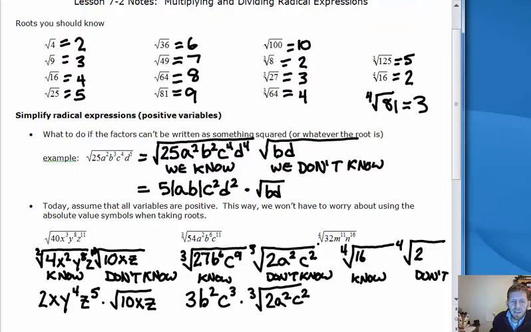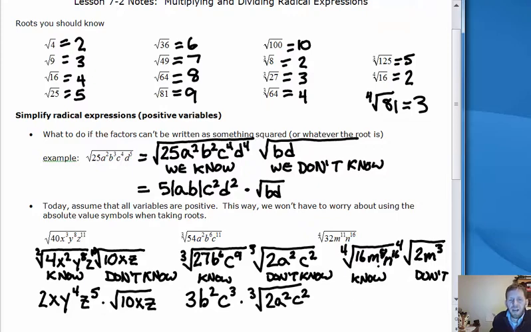M to the 11th, I can't divide 11 by 4. The biggest thing I can take out of 11 that I can divide by 4 is 8. So we're going to split the 11 into an m to the 8th, where I know that, and an m cubed, which I don't. 16 divides by 4 evenly, so I can deal with an n to the 16th over here.